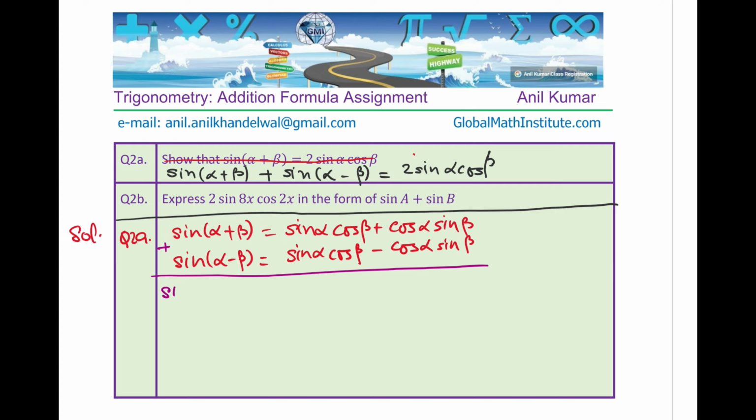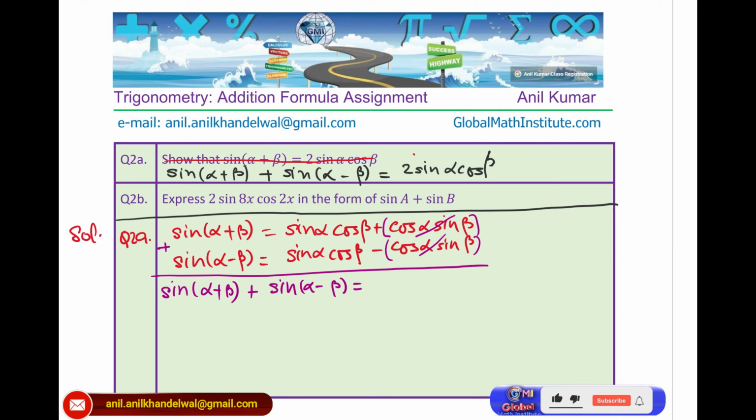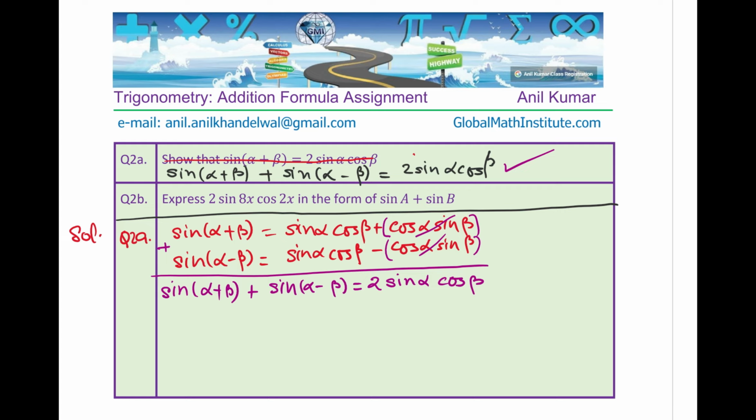Adding the two, we get sine alpha plus beta plus sine alpha minus beta equals 2 [sine alpha cos beta]. So as you can see, the terms cos alpha sine beta cancel, right? Because they are plus and minus. And we get 2 times sine alpha cos beta as asked for, correct? So that is how we do it, right? So this implies that sine alpha plus beta plus sine alpha minus beta is 2 times sine alpha cos beta. Is that correct?